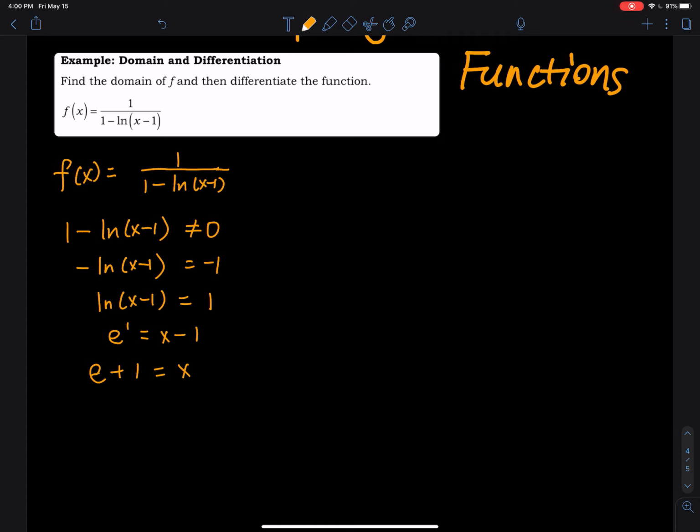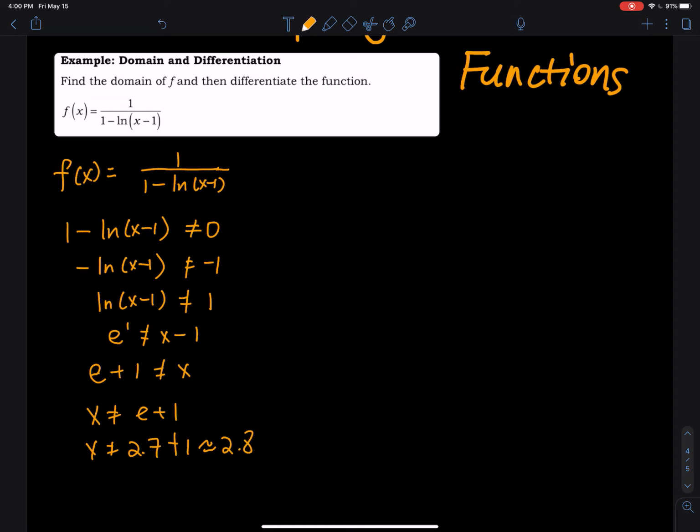So x cannot be equal to e plus 1, right? So x cannot be equal to e plus 1. Which is, x cannot be equal to 2.7 plus 1, around 2.8. So that is the first restriction.